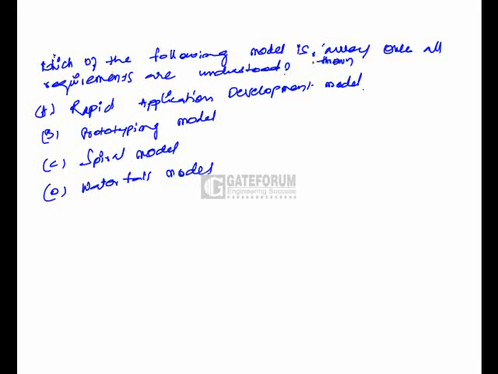Which of the following models is thrown away once all requirements are understood? Option A, rapid application development model. Option B, prototyping model. Option C, spiral model. Option D, waterfall model. Once all the requirements are understood, the prototyping model is thrown away. So here the correct option is option B.